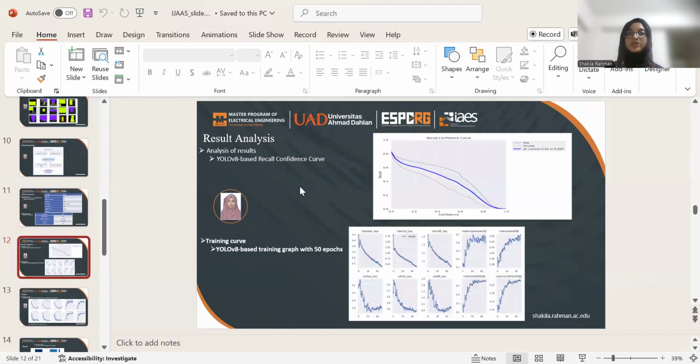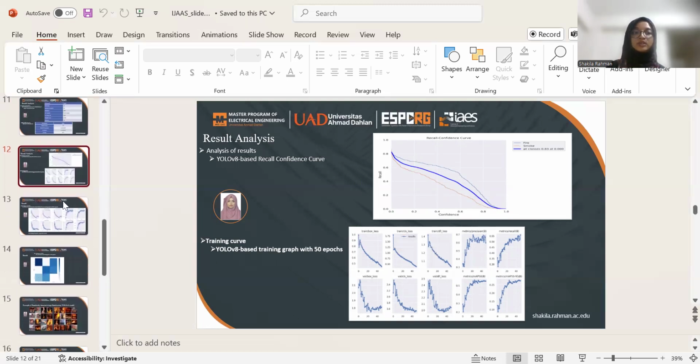Now showing some result analysis, the first one is the YOLO v8-based recall confidence curve. Here you can see that the sky blue one is for fire, the orange one is for smoke, and the dark blue is for all classes. And these are the YOLO v8-based training curves with 50 epochs. We can see that the loss decreases as the number of epochs increases.